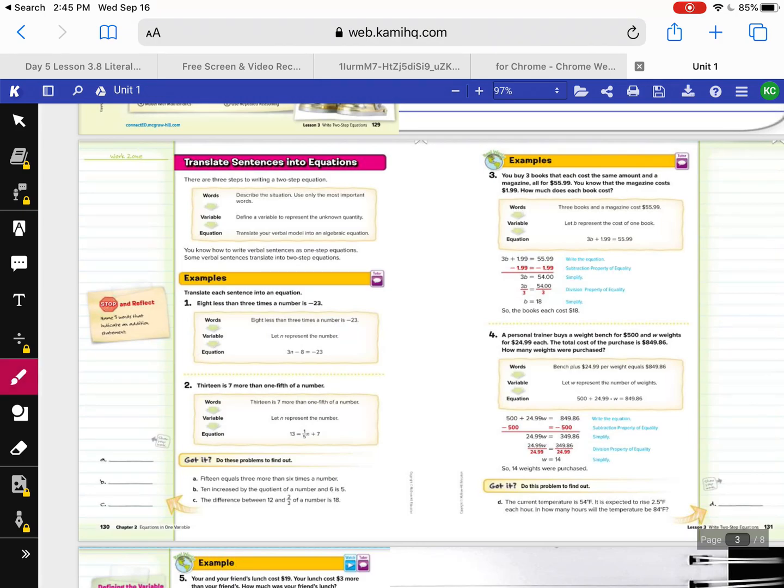So as we're looking here, we know that words describe a situation, using only the most important words if we're really looking to give a simple and complete sentence or statement. So what we're going to do is look at words, define the variables and or numbers and the operations that are used within the words in order to write an equation. So we're basically looking at how we take words and think about the variables to create an equation.